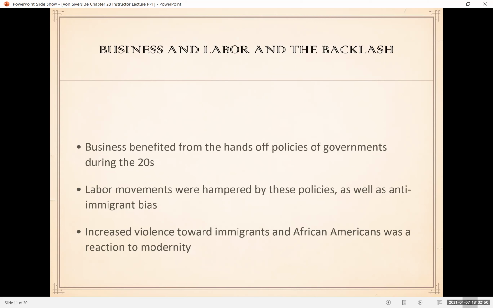So it was a very nasty sort of aspect, and it wasn't just Southerners, although the Ku Klux Klan is going to have a resurgence in the teens and the 1920s as well. But there will be lynchings in the North. There will be anti-immigrant bias and anti-African American bias in the North as well.